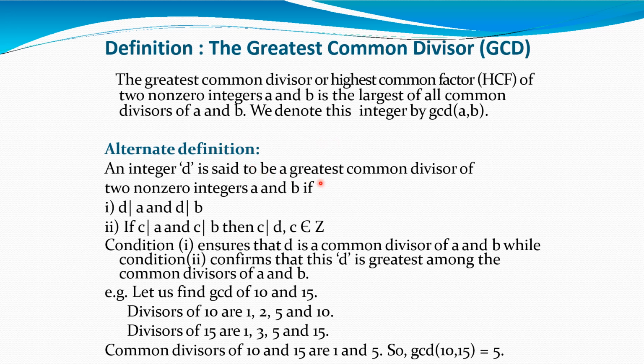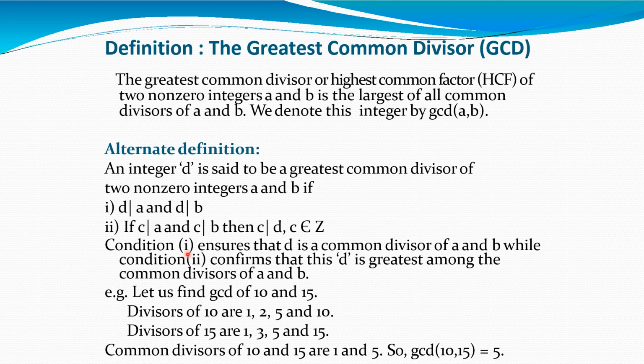An integer d is said to be a greatest common divisor of two non-zero integers a and b if d divides a and d divides b. It means that integer d must be a common divisor of a and b. Secondly, if c divides a and c divides b, then c divides d, where c is an integer. What it means is, if c is any integer which divides a as well as b, meaning c is a common divisor of a and b, then every common divisor of a and b must divide d. In this sense, d is nothing but the greatest common divisor of a and b.